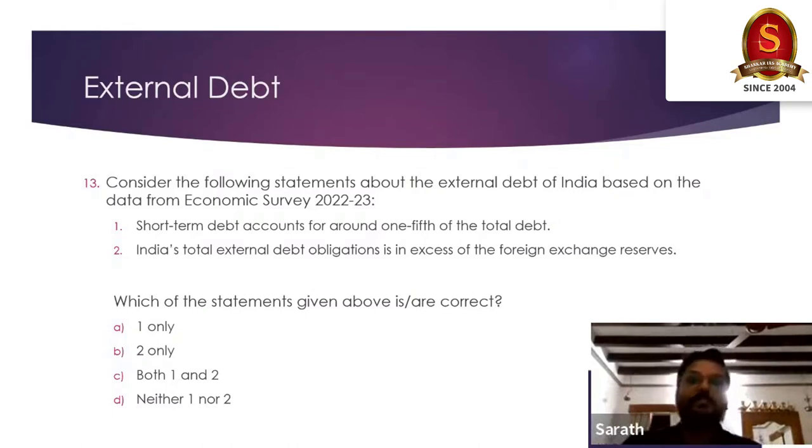UPSC has asked such questions in the past. In what currency is most of India's debt denominated? Those kinds of questions. Short-term versus long-term is something that is asked. Then second, India's total external debt obligations is in excess of foreign exchange reserves, which is very hard to believe, but that is true. In fact, both the statements here are true. Q13, the answer is C, both 1 and 2. We will take a look at the data that is associated with it.